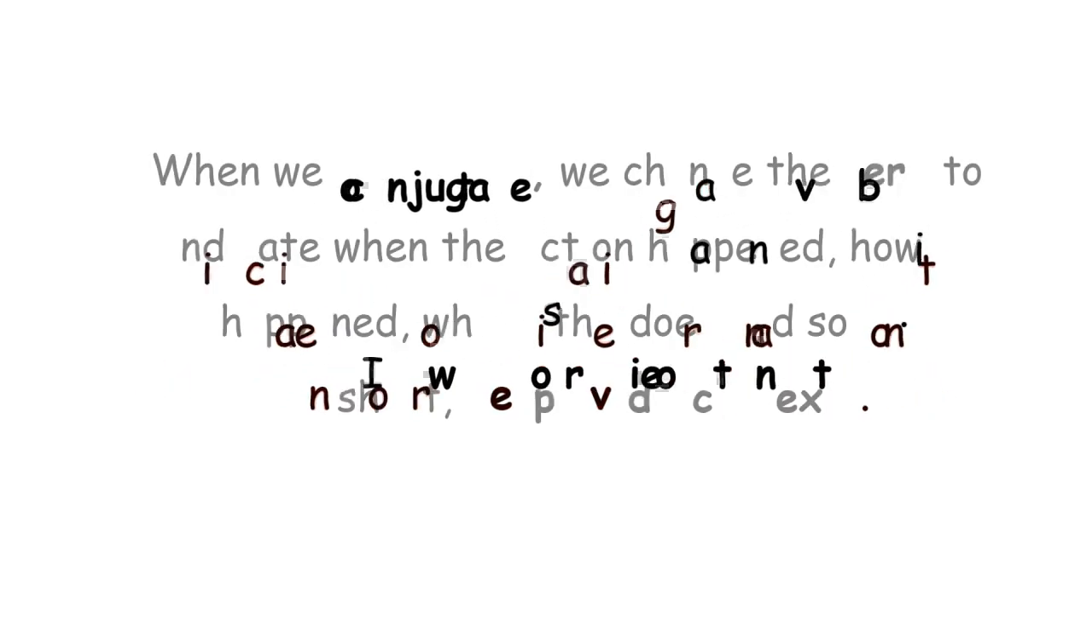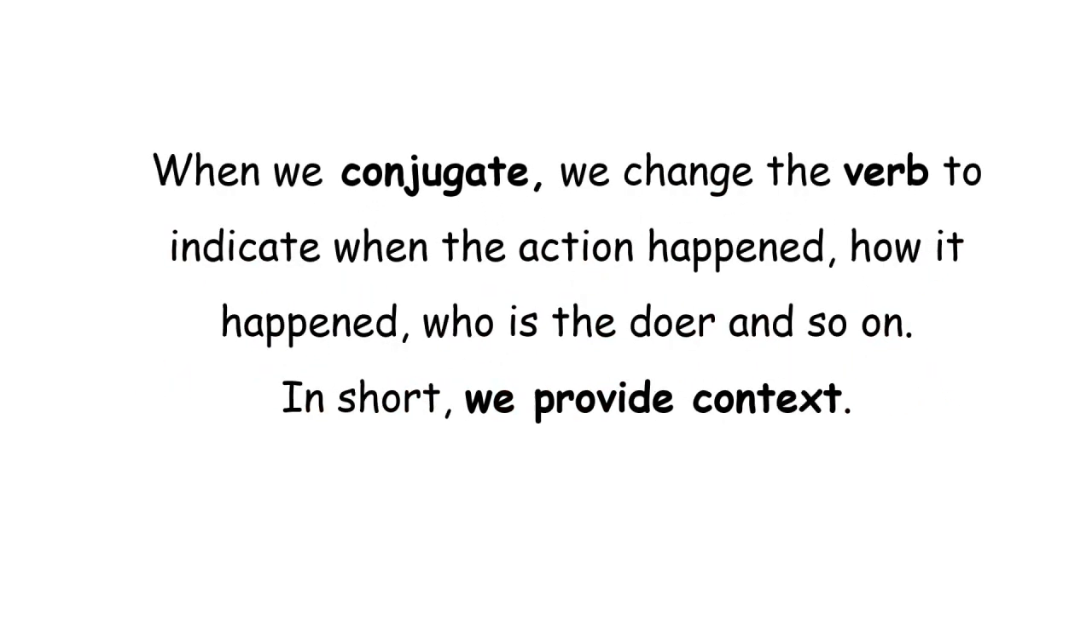First of all, what does it mean to conjugate? It means that we change the verb to indicate when the action happened, how it happened, and who is doing the action. In short, we give information.